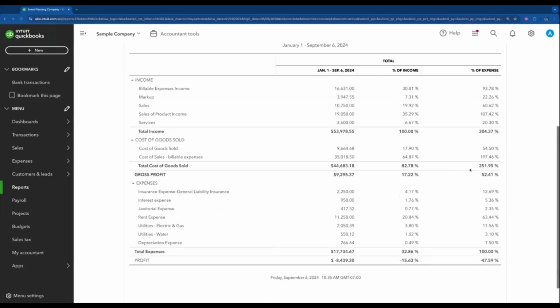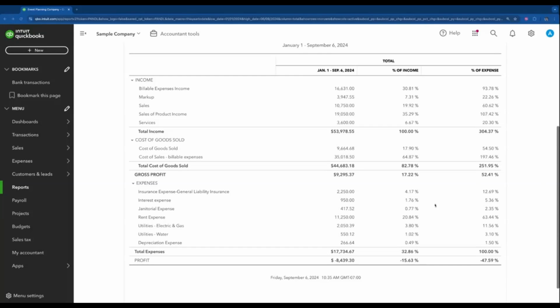What's next? Let's have a look at these operating expenses here. The company spent $17,734.67 on all of these expenses. That's about 32.86% of its total income. It looks like the biggest costs were rent, that's to be expected, and let's see, insurance, as well as electricity, gas, utilities. With the rent, typically that can be quite a large fixed expense.